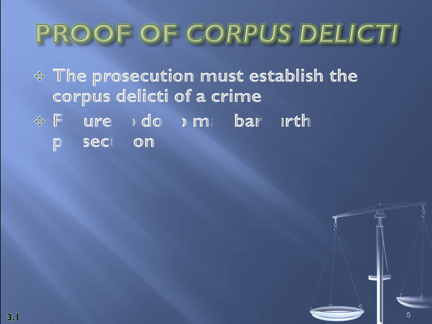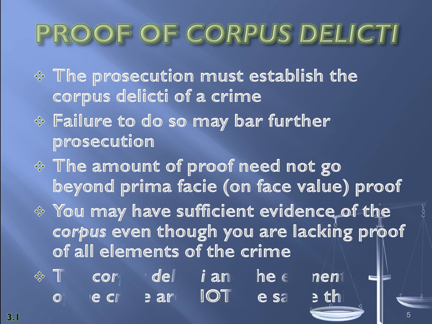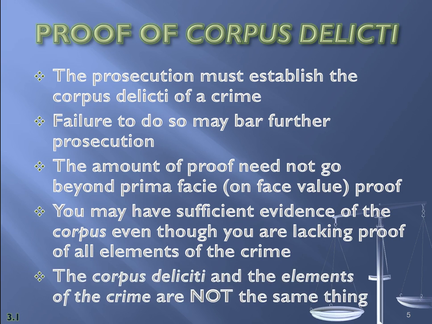Now we're going to bring it all around and talk about proof of corpus delicti. So we know the definition of corpus delicti. We know the elements of crimes, and now we're going to look at how we prove that corpus delicti thing, that cool word. Well, the prosecution must establish the corpus delicti of a crime. Failure to do so is to basically bar further prosecution, meaning that you can't do it.